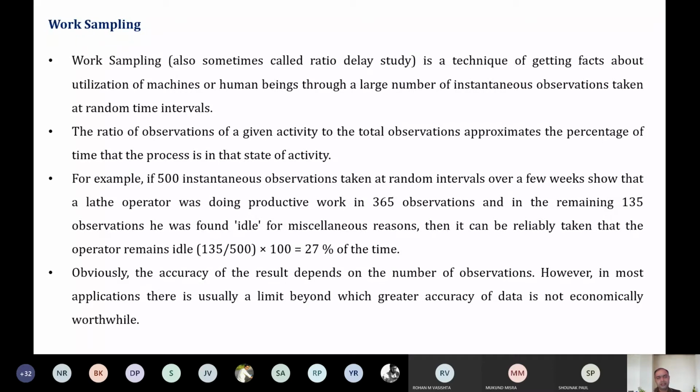So this way we can come to know how many observations are needed, because this number of observations can also mislead us. Instead of observing for 500, if I had observed only for 400, the computation would change depending upon the working nature of the employee. So the number of observations or the duration of observation is also very important in work sampling.